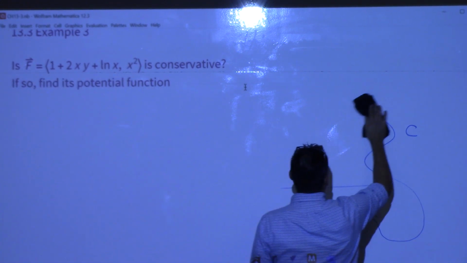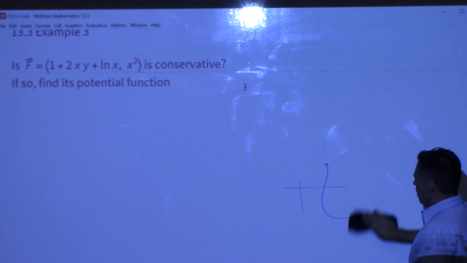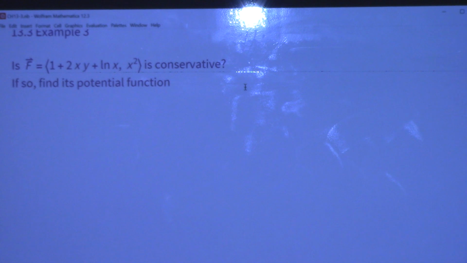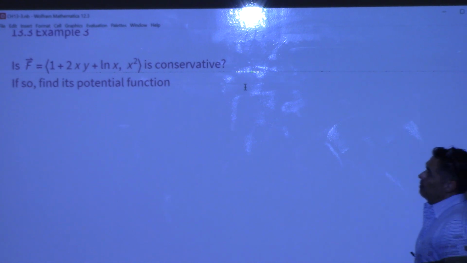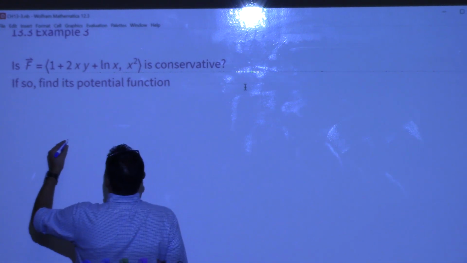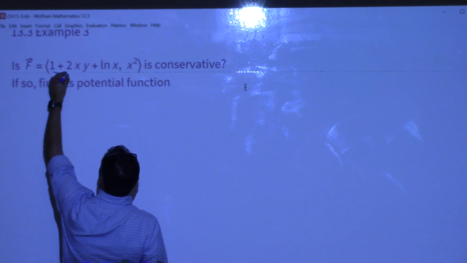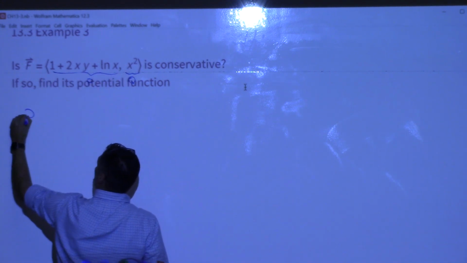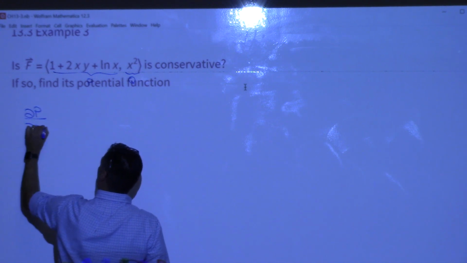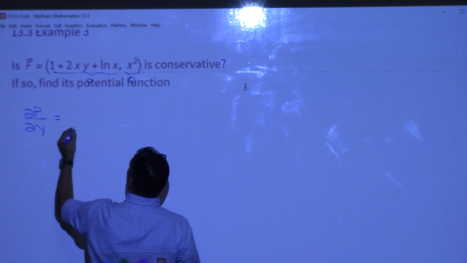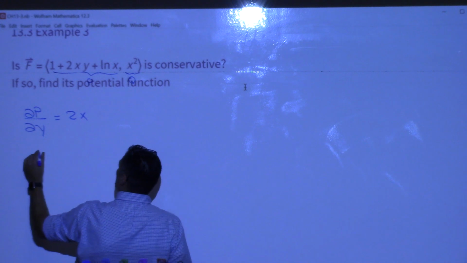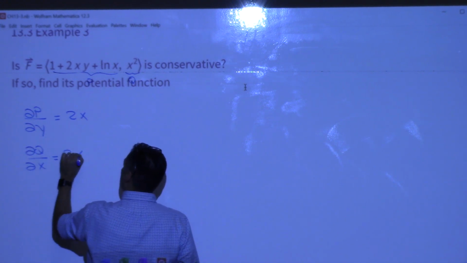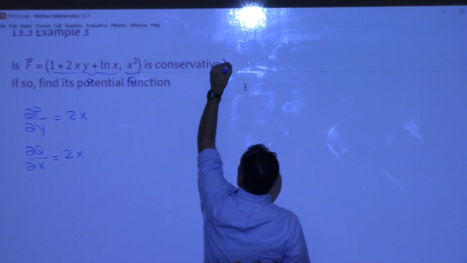All right, first of all, look at that function, that field. That's a different field, right? Is it conservative? Quick check. What's P? P is this one, right? That's P. This is Q. All right, we do the partial P with respect to y. What's that? That's not the same problem, right? We're getting the same answers here, but it's not the same problem. And then 2x, right? Is it conservative?